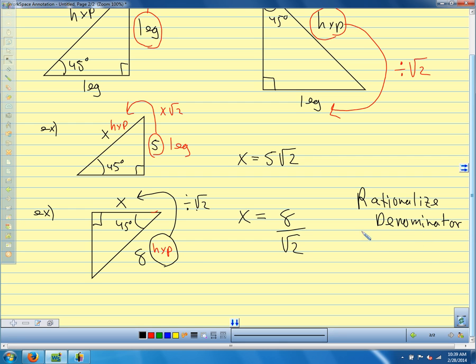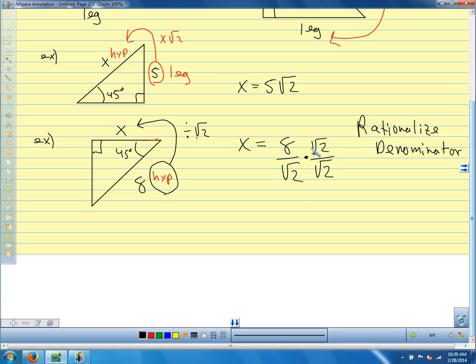And to rationalize my denominator, all I have to do is multiply the top and the bottom by the square root, whatever the square root is in the bottom. So I'm going to multiply by the square root of 2 over the square root of 2. This is just 1, so it doesn't change my answer.